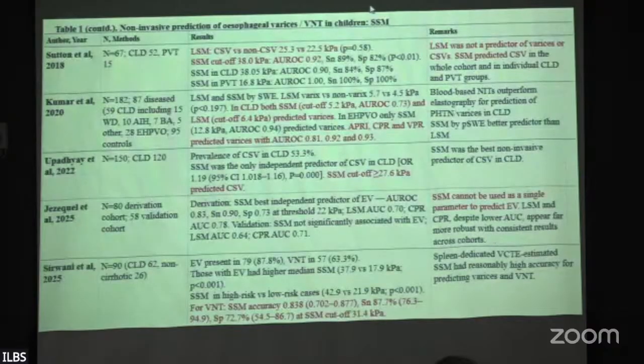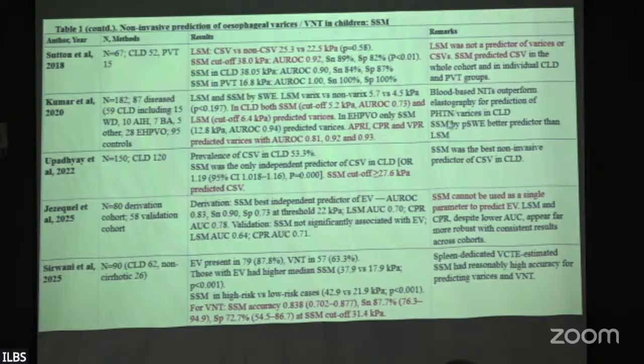This is another study summarizing the studies describing the splenic stiffness, which is done by various parameters, that is transient elastography or shear wave elastography, which are the most common parameters used in studies. In this study by Sutton et al., LSM was not a predictor of clinically significant varices, and only SSM predicted CSV in the whole cohort, which included non-cirrhotic patients as well.